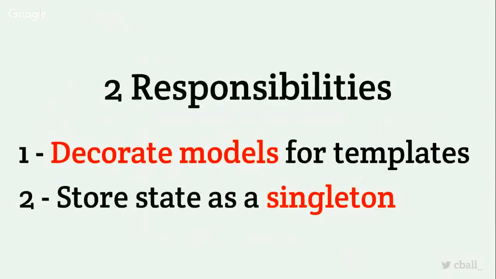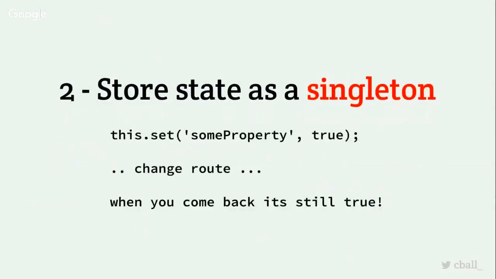The other major piece is storing state as a singleton. And for most people, this is a really bad thing, right? So what happens here is you set some state up in your controller on a route, you go to another route, and then you come back and you're suddenly seeing the old data that was there before, which is not what you usually expect. So most of the time, this functionality is bad in the case of controllers. There are certain times when you want to use this.